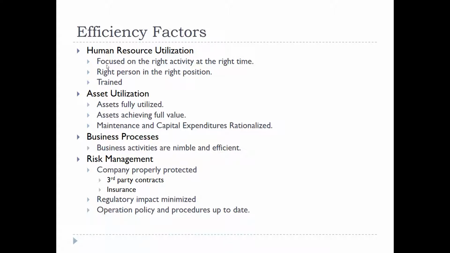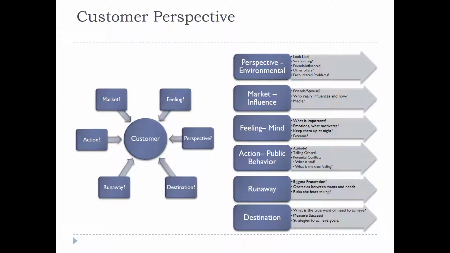Business processes. Are your activities nimble and efficient? And then your risk management. Is your company properly protected? Third-party contractors, insurance, look at those elements. That's what your customer looks at. If they're not looking at it, maybe you should consider reminding them to look at it. What are the regulatory impacts and how to minimize them? And then, of course, your operational policies and procedures. Are they up to date and are they relevant to today's climate?